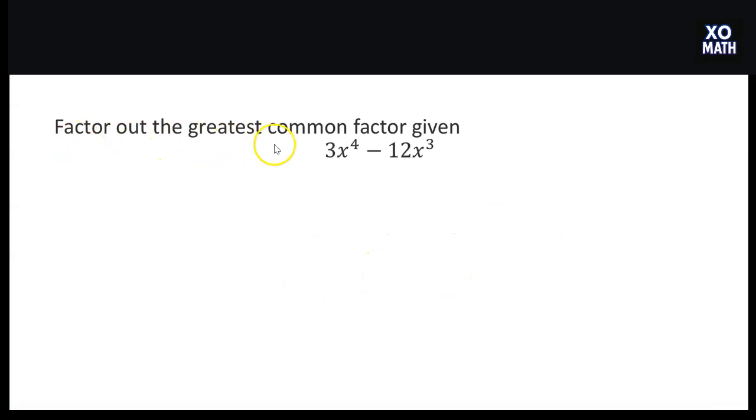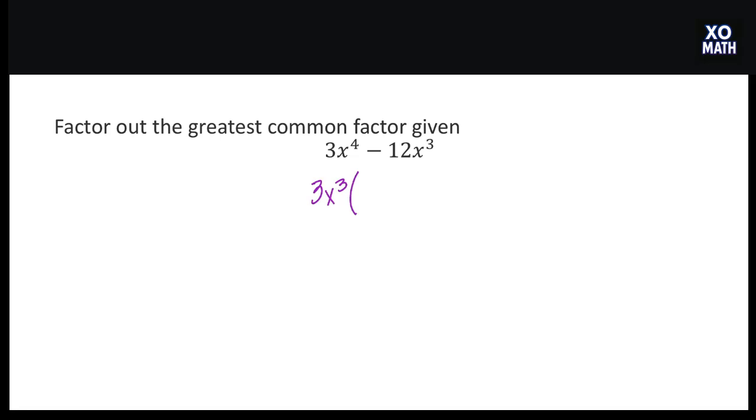We want to factor out the greatest common factor given 3x to the fourth minus 12x cubed. Well, the greatest common factor between these two terms is going to be 3x to the third. That's the greatest integer that divides 3 and 12, which is 3. And between x to the fourth and x to the third, we have to take out x to the least exponent. So we're going to have 3x to the third as what we factor out.